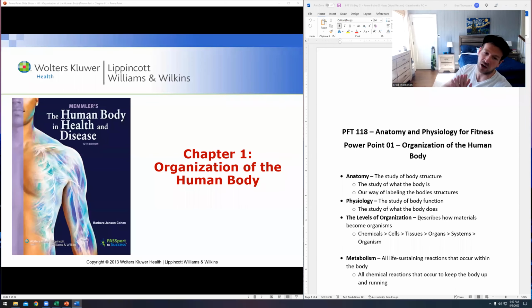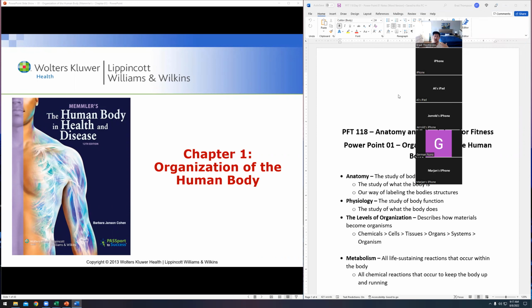All righty. So, chapter 1 of our Memler's textbook, we are looking at the organization of the human body today. So, we're going to look at how we lay everything out because we have to have a pretty clear language to speak, right? This is one of the things that's really important to understand as a trainer, right? Like, if you say something and I say something else and we both mean the same thing, we're miscommunicating, right?